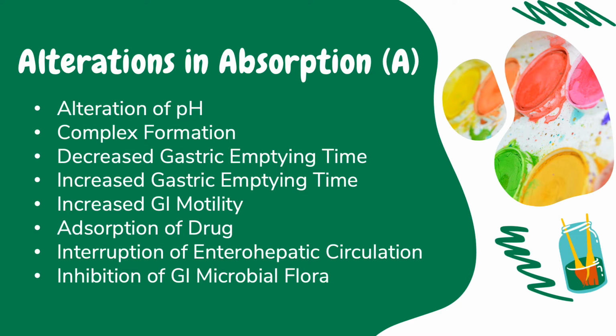Adsorption of a drug, or a drug given with any adsorbent, can cause a decrease in the drug's absorption. Interaction of enterohepatic circulation, such as antibiotics given with oral contraceptive pills, results in decreased oral contraceptive pill absorption. The last one is the inhibition of the gastrointestinal microbial flora that is possible with antibiotics, and if given with digoxin, it can increase digoxin's absorption.